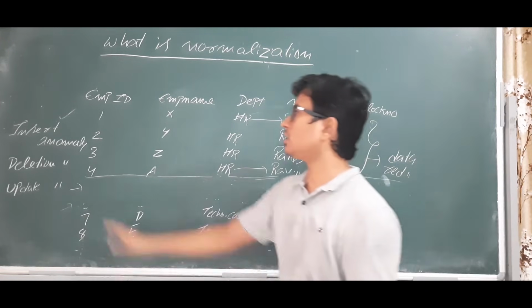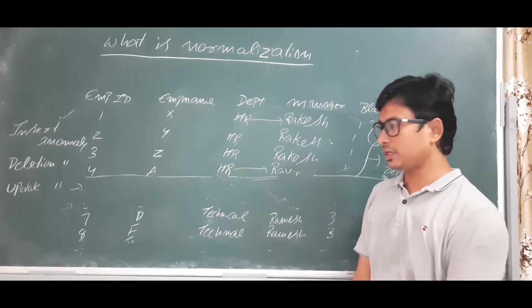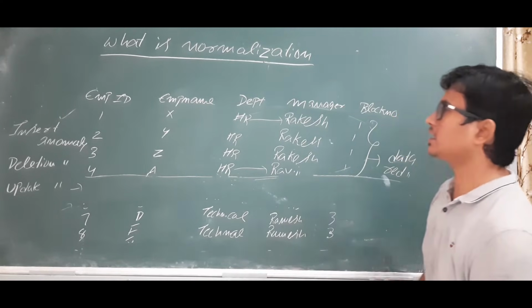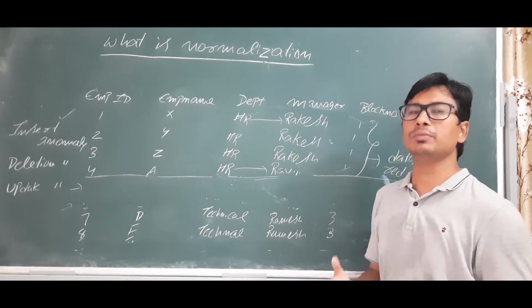So you see that all these problems came because of duplicate data. Okay, so how can we eliminate the duplicate data? We will discuss that now. So there we will get normalization.